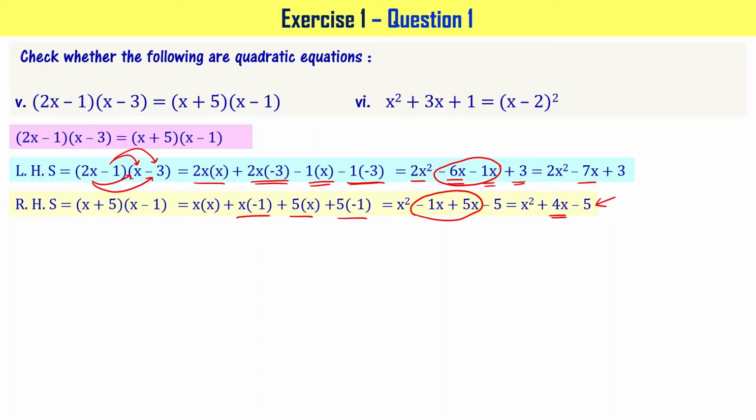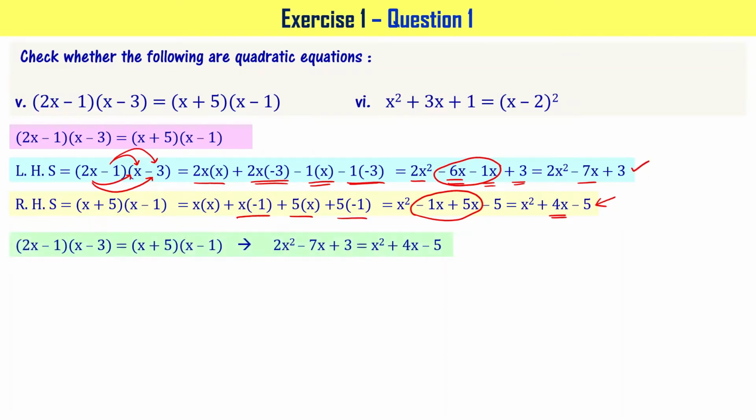Now let's equate the LHS and RHS such that I can get the equation as 2x square minus 7x plus 3 equal to x square plus 4x minus 5, right? Now let me transpose all these terms from RHS to LHS such that I'll have only 0 on the right hand side. When you transpose x square, it becomes minus x square. This plus 4x becomes minus 4x, and minus 5 becomes plus 5, right?